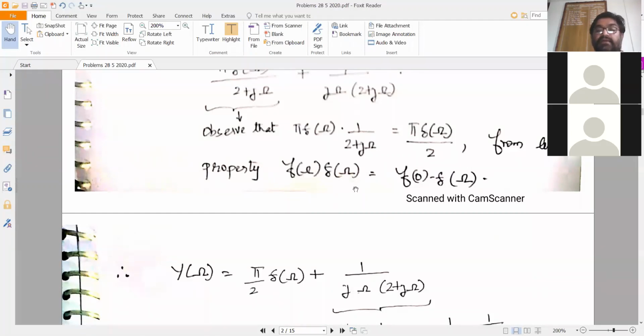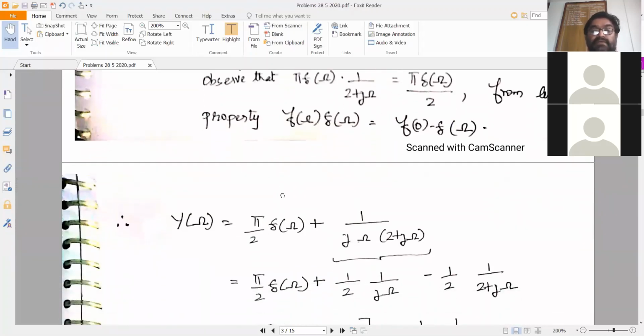The impulse function delta omega, which exists only at omega equal to 0, is sampling f of omega at omega equal to 0. So this expression f of omega into delta of omega is actually equal to f of 0 into delta of omega. That we had discussed in the first module when we discussed the shifting or sampling property of the impulse function. Therefore, pi delta omega into 1 by 2 plus j omega is just this function 1 by 2 plus j omega evaluated at omega equal to 0 into pi delta omega. So at omega equal to 0, this just reduces to 1 by 2.